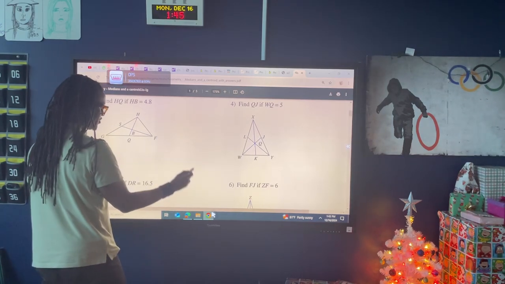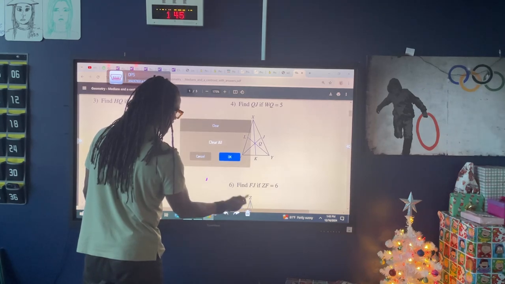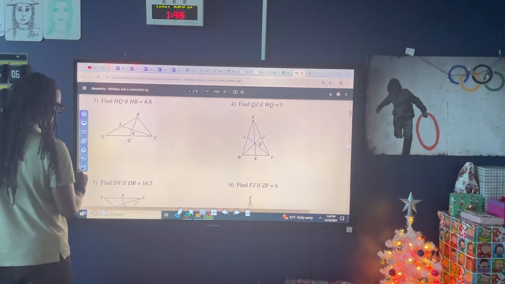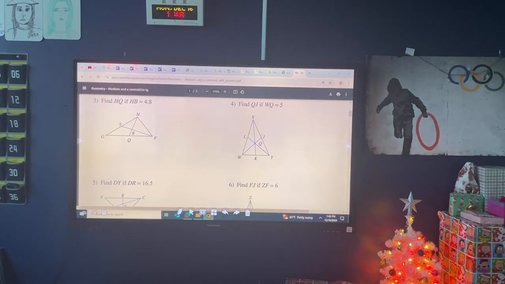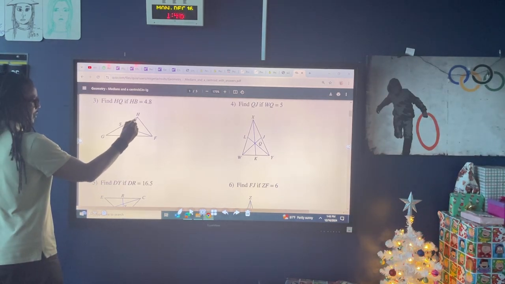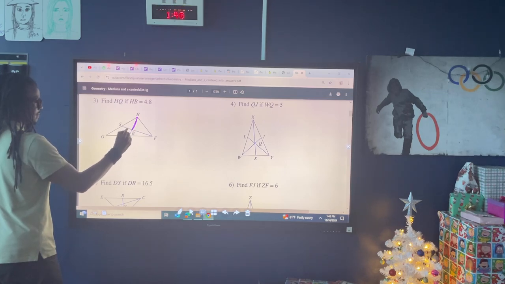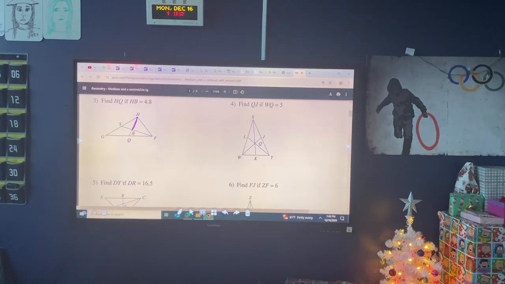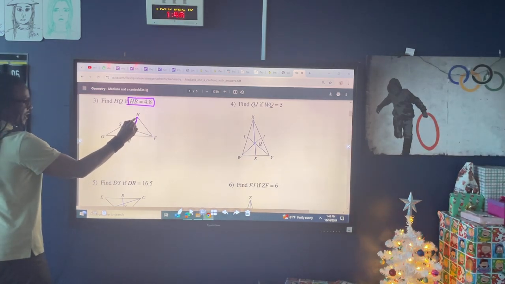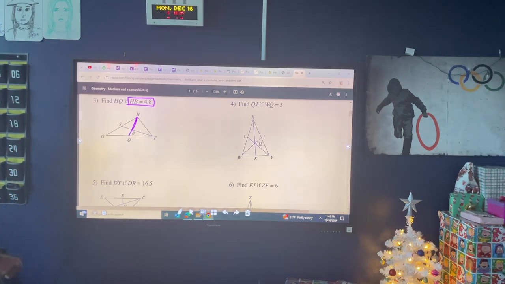Mr. Witcher, can you tell me something real quick? Do we need to find BQ? Just tell me yes or no. Do we need to find BQ? They want HB. David, just go with the flow. They gave you HB. You've got to find the entire distance. So yeah, you're probably going to need BQ.